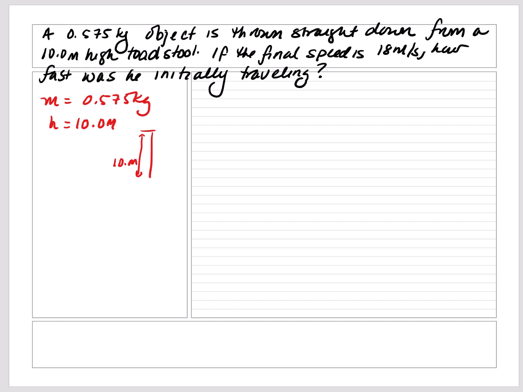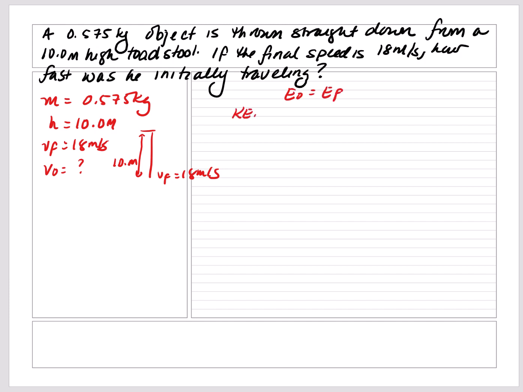The final speed here is 18 meters per second. So my final speed is 18 meters per second. We're looking for the initial speed. So we know this is a conservation of energy. There's a height and there is velocity. So E initial is going to equal E final.